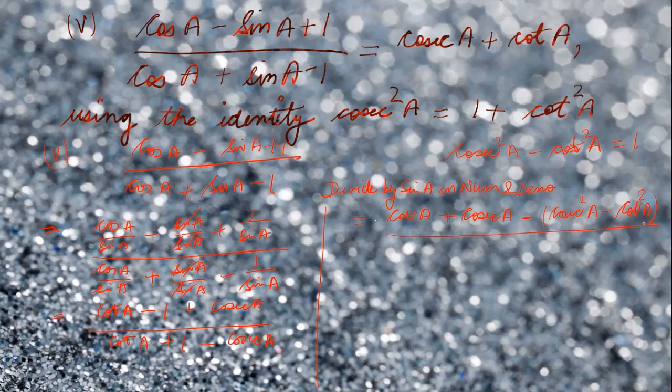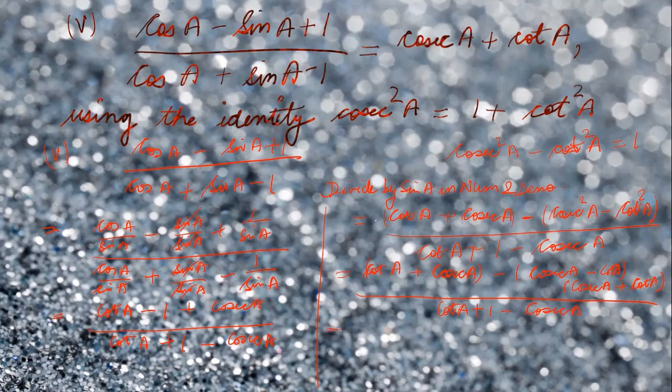And it is divided by cot A plus 1 minus cosec A. That is, you can write here cot A plus cosec A minus, here a square minus b square, use that: cosec A minus cot A and cosec A plus cot A. Okay, divided by, you can write it like this, cot A plus 1 minus cosec A.